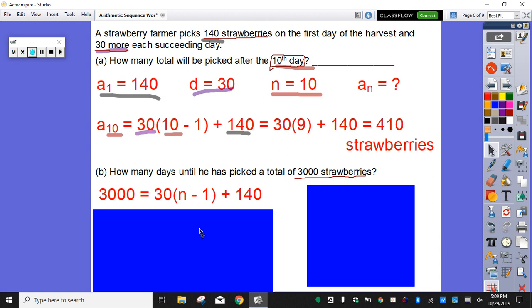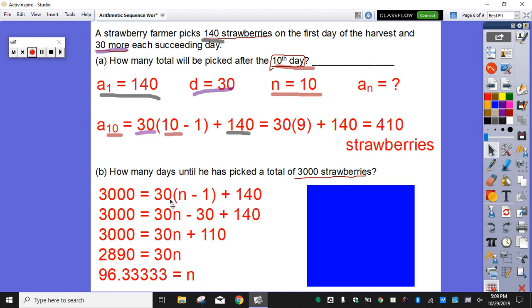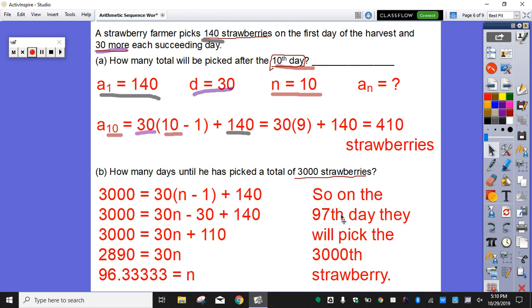So putting all that together, this time instead of plugging in for the n value, I'm plugging 3,000 in here at the beginning of my formula. And this one is one that I do have to solve because the variable's over here on this side, so I have to isolate. Distribute the 30, combine your like terms, subtract 110, divide by 30. And these are days we're talking about, so you have to think about if it's 96.3, that means the 96th day has passed, they've gone into the 97th day, and at some point they will pick the 3,000th strawberry.